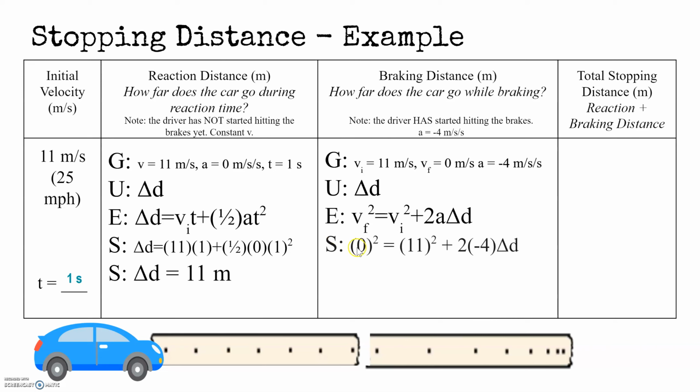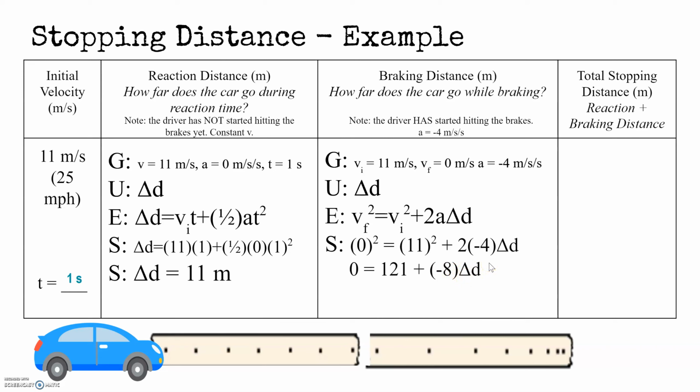So I'm now going to plug my givens into the equation. Final velocity is 0, and we're going to square that, is equal to initial velocity 11 squared plus 2 times the acceleration -4 times the displacement. So very first thing, I'm just going to square the 0 and the 11. So 0 is equal to 121 plus 2 times -4, which is -8, times the displacement.